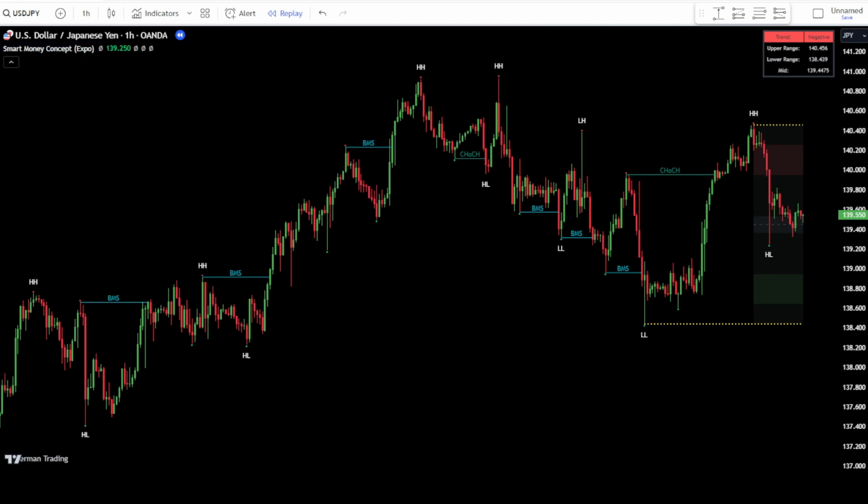The Smart Money Concept Expo indicator is designed to assist you in identifying trends and buy and sell areas in the market. As you can observe, the indicator will provide signals for market structure. If the price manages to break out at the highest or lowest point from before, a BMS or break market structure signal will appear. Additionally, a change in trend will be indicated by a change of character.